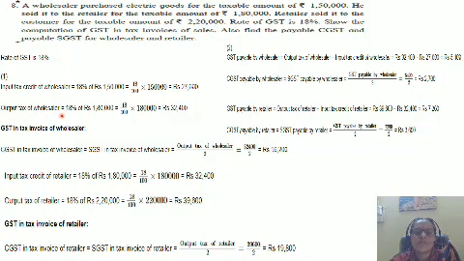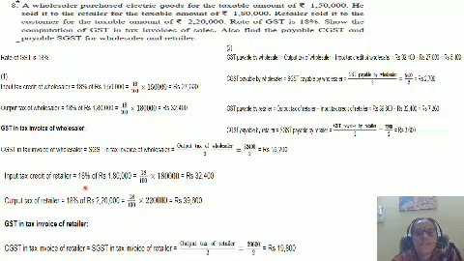Output tax of wholesaler. 18% of 1,80,000. Output tax of wholesaler. So it is 18% of 1,80,000. Calculated. GST in tax invoice of wholesaler. So CGST in tax invoice of wholesaler is same as SGST, which is output tax divided by 2. So this is half of 32,400, half of it is 16,200.